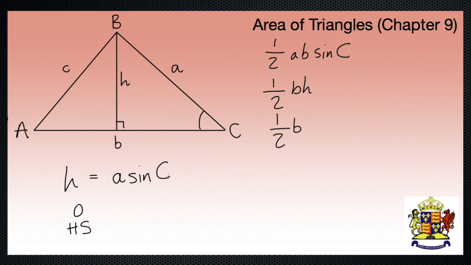So if H is A sine C, if I substitute it in here, I get half B times H, which is A sine C. Now, just for the sake of alphabetical order, we actually rewrite this as half A times B times sine C.